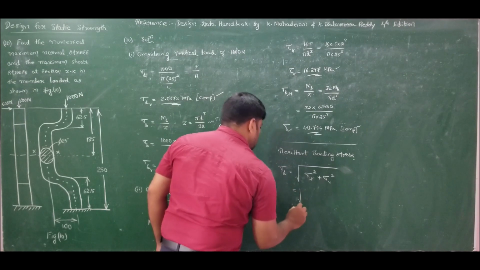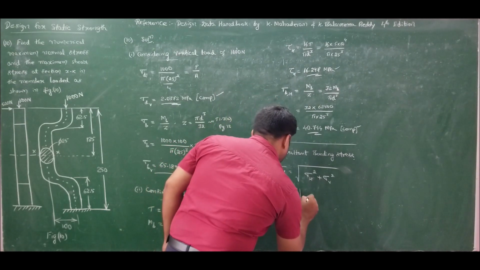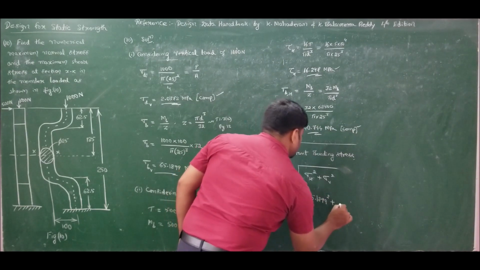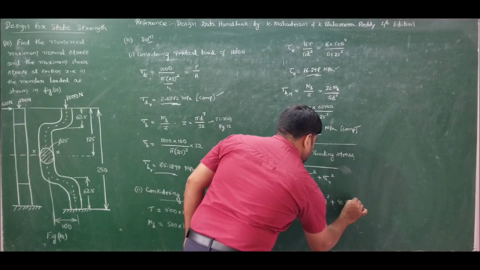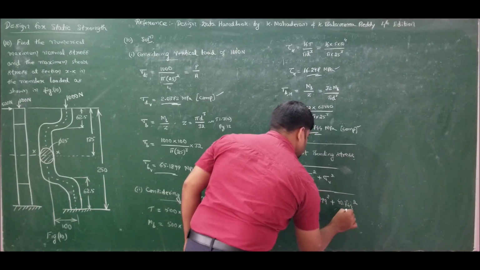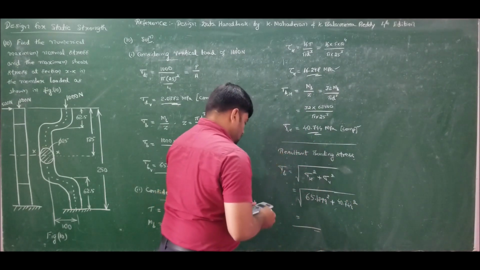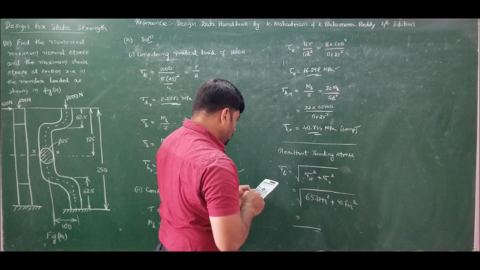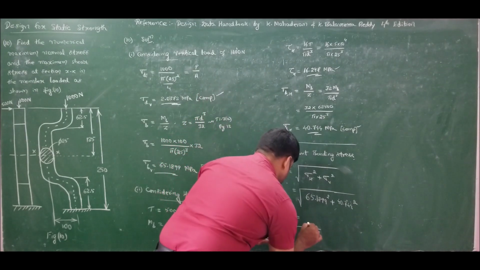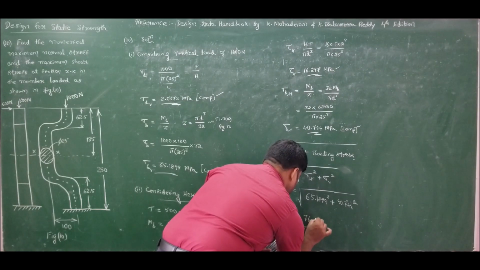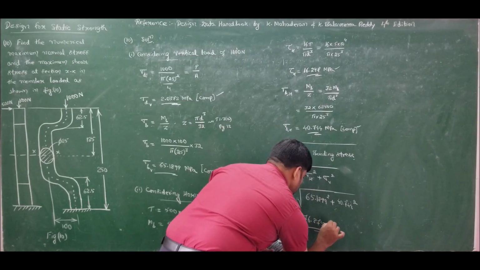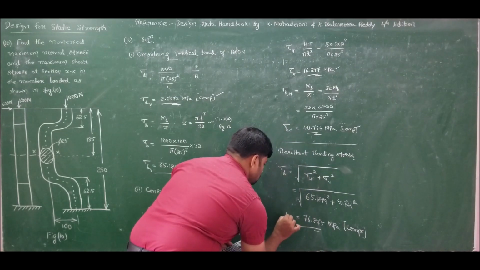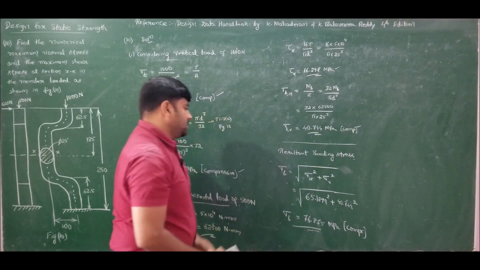If I substitute and solve, I will get the answer as root of 65.1899 square plus 40.744 square, under the root, which is equal to 76.875 megapascal, which is compressive in the inner fiber.